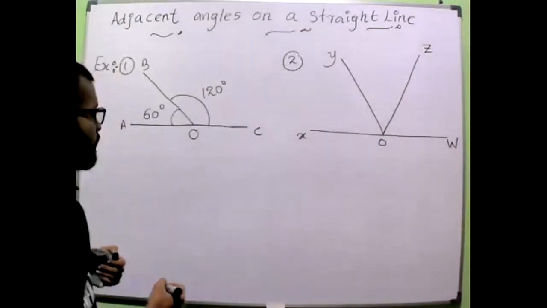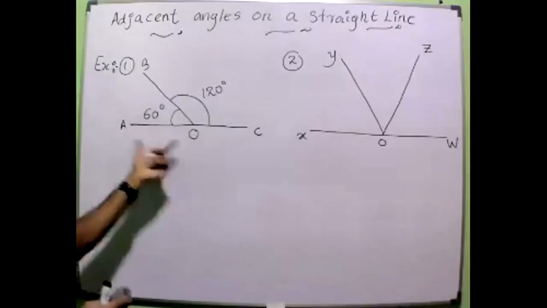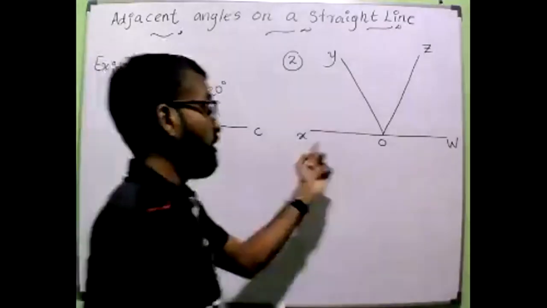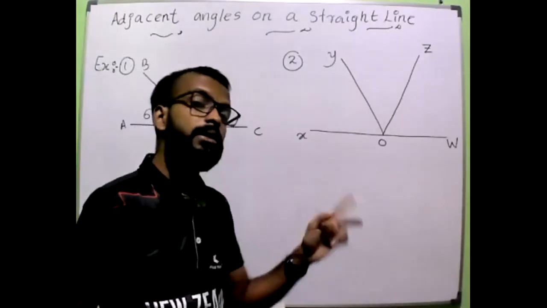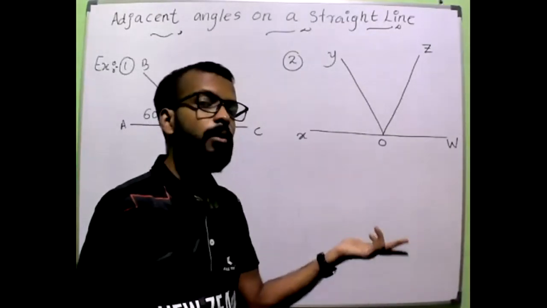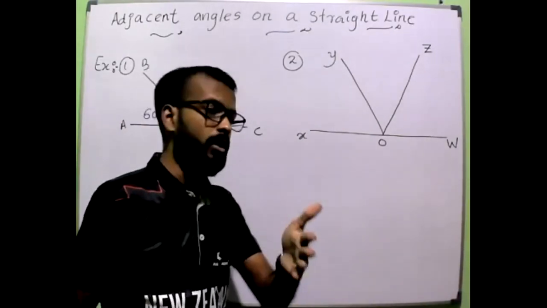Now here what I want to say is, if you see a straight line like this, AOC is a straight line, XOW is a straight line. What you should remember is straight angle. That means the magnitude is 180 degrees. Keep that in your mind.